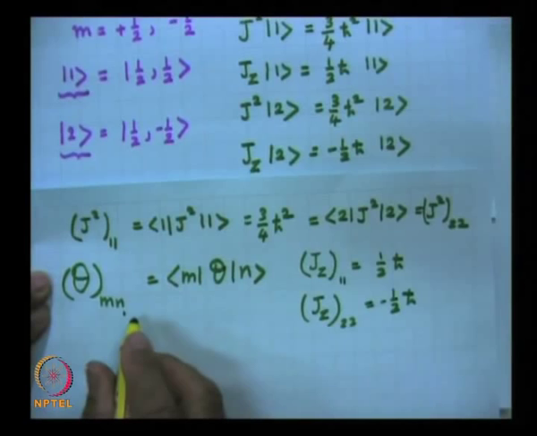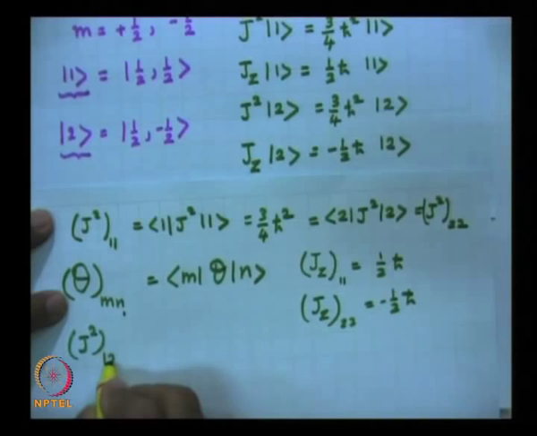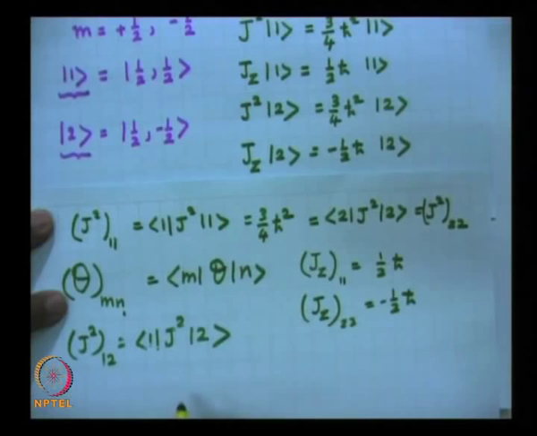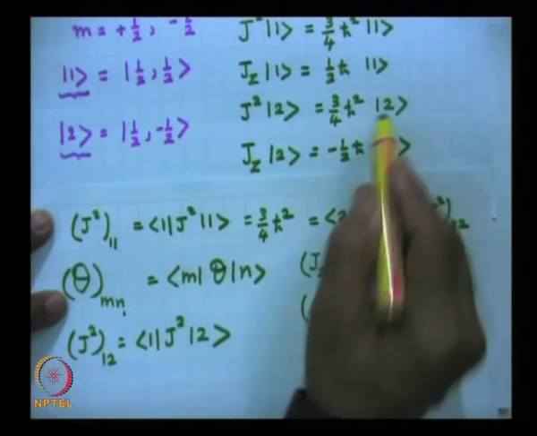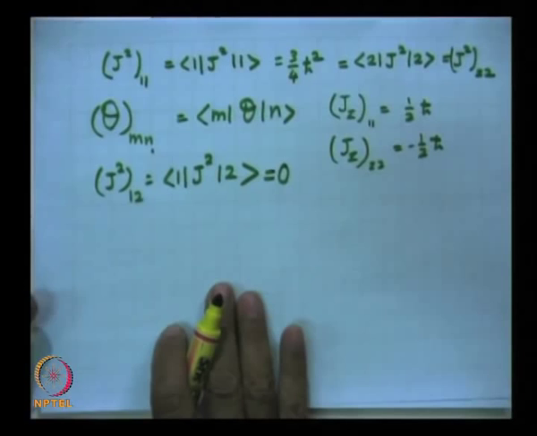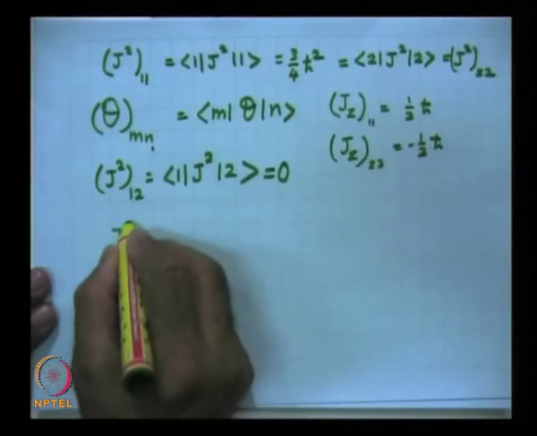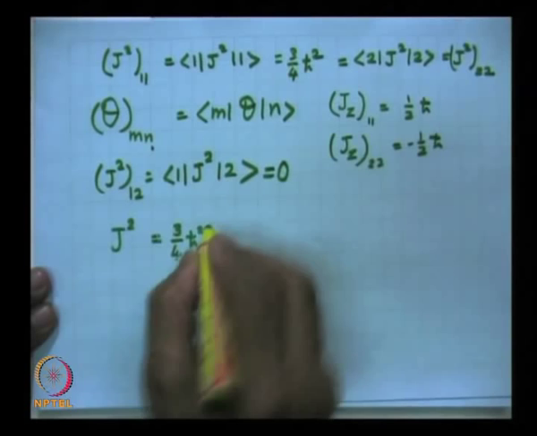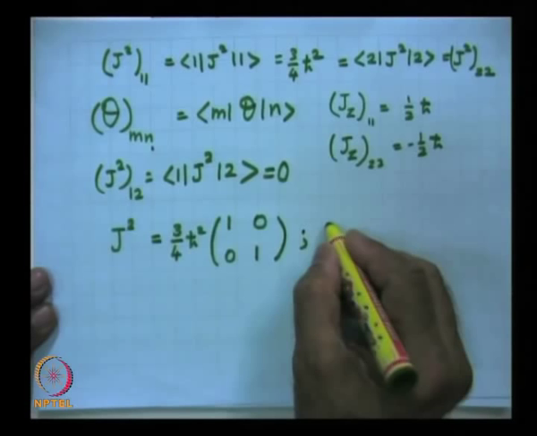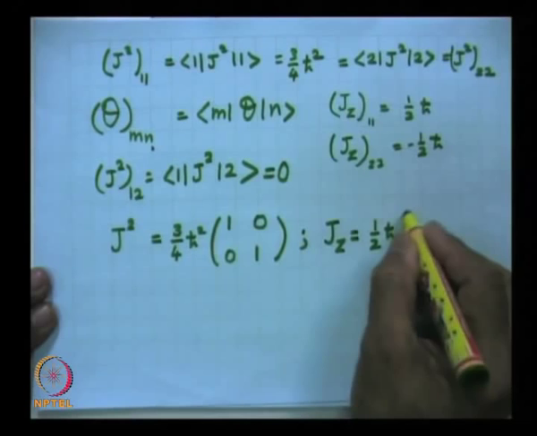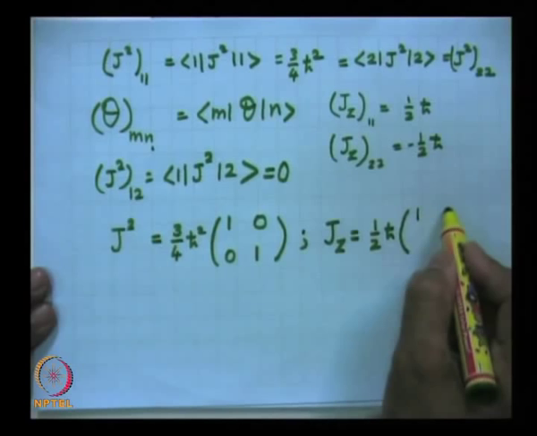Now, in this case, if I write down ⟨1|J² |2⟩, this will be ⟨1|J²|2⟩. So, J² ket 2 is proportional to ket 2, and then bra 1, this will be 0. So, we get the following matrix representation of the operator J². This will be 3/4 ħ² times the matrix 1 0 0 1, and the corresponding representation for Jz is half ħ and minus half ħ, so 1 0 0 minus 1.